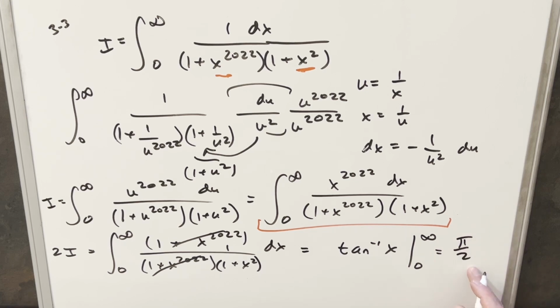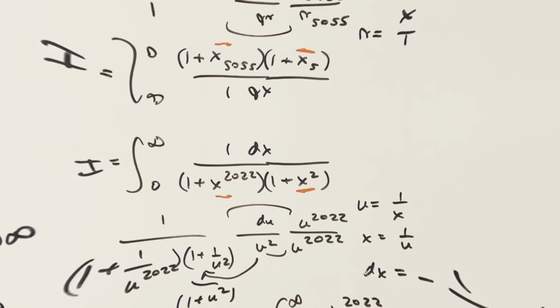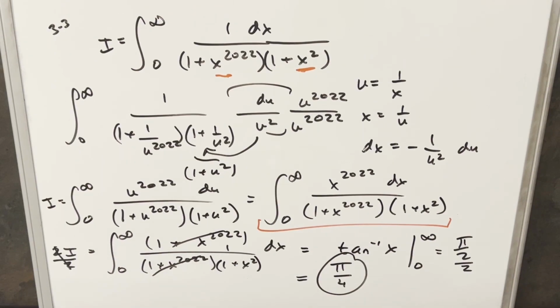Now all we need to do to finish this off, we notice this is two copies of the integral, so I'm just going to divide this by 2, divide this by 2, this cancels here. And so for our final solution, we're just going to have pi over 4. That's it. Really nice problem today, so we'll stop it there.